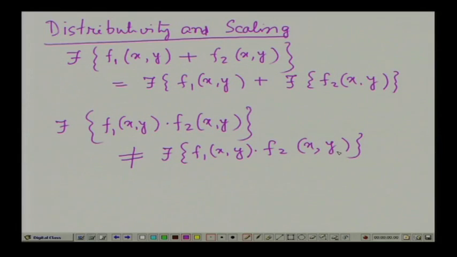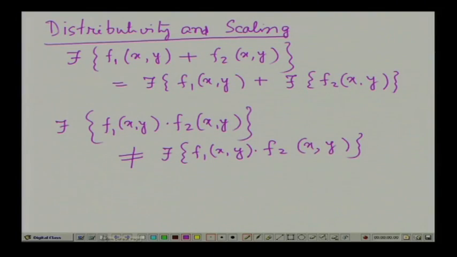So, this shows that the discrete Fourier transformation, and the same is true for the inverse Fourier transformation, is distributive over addition, but the discrete Fourier transformation and its inverse is in general not distributive over multiplication. So, the distributivity property is valid for addition of the two signals, but it is not in general valid for multiplication of two signals.